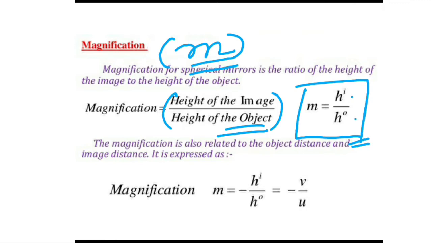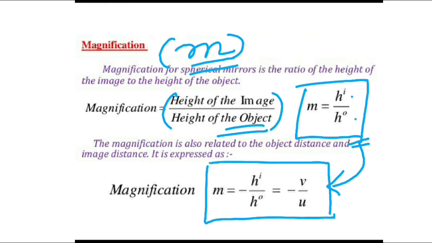Again, this ratio is related to the object distance and image distance like this: magnification is equal to height of the image by height of the object, equal to minus v by u, distance of the image by distance of the object. So these two formulas we are going to use in numerical problems.